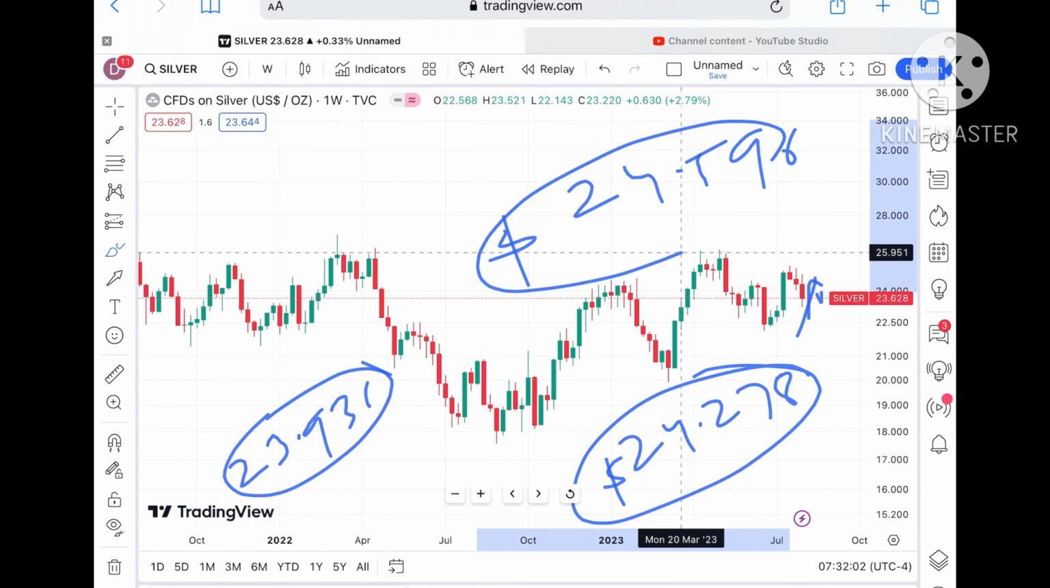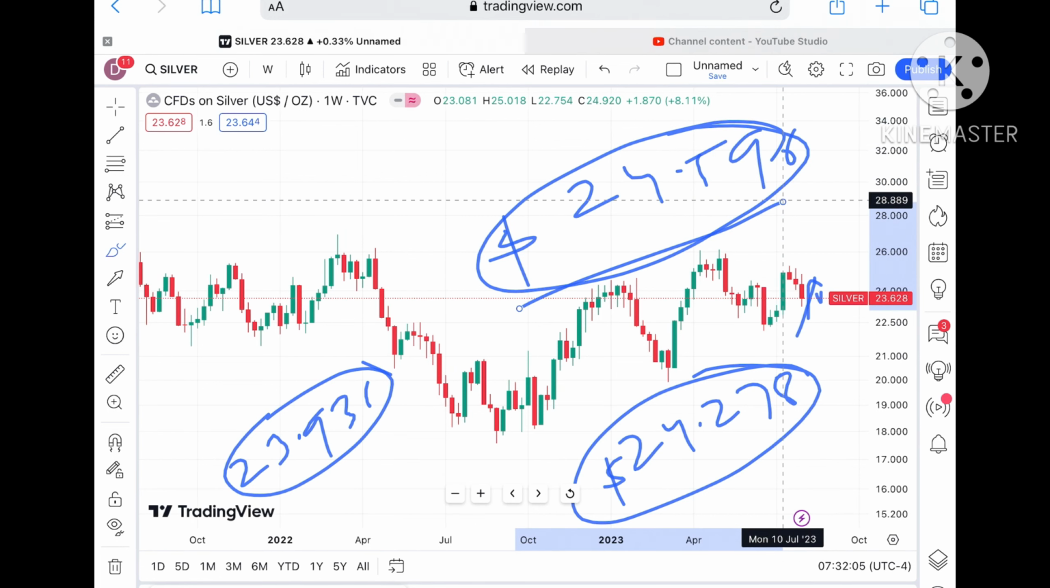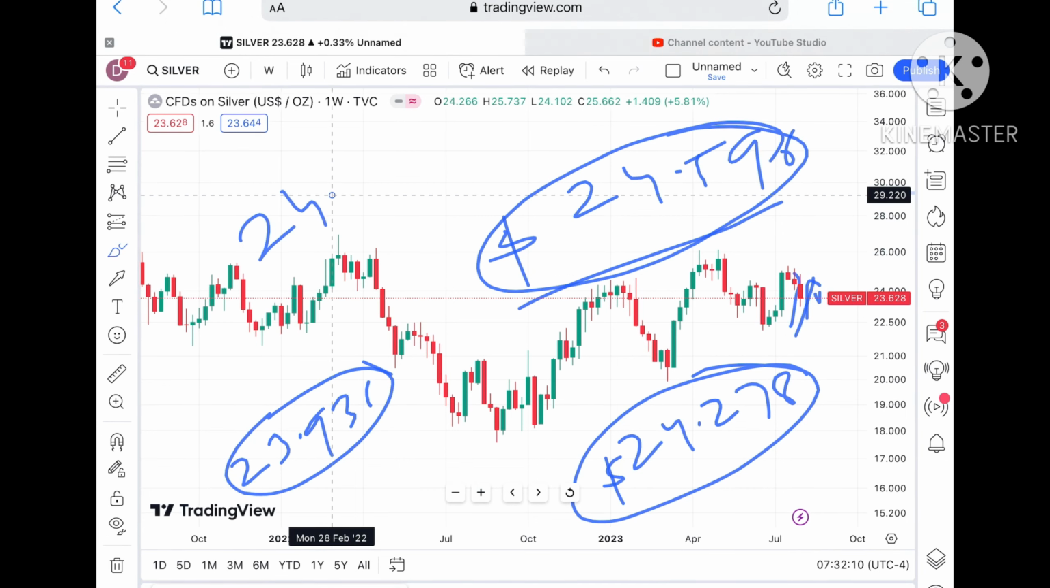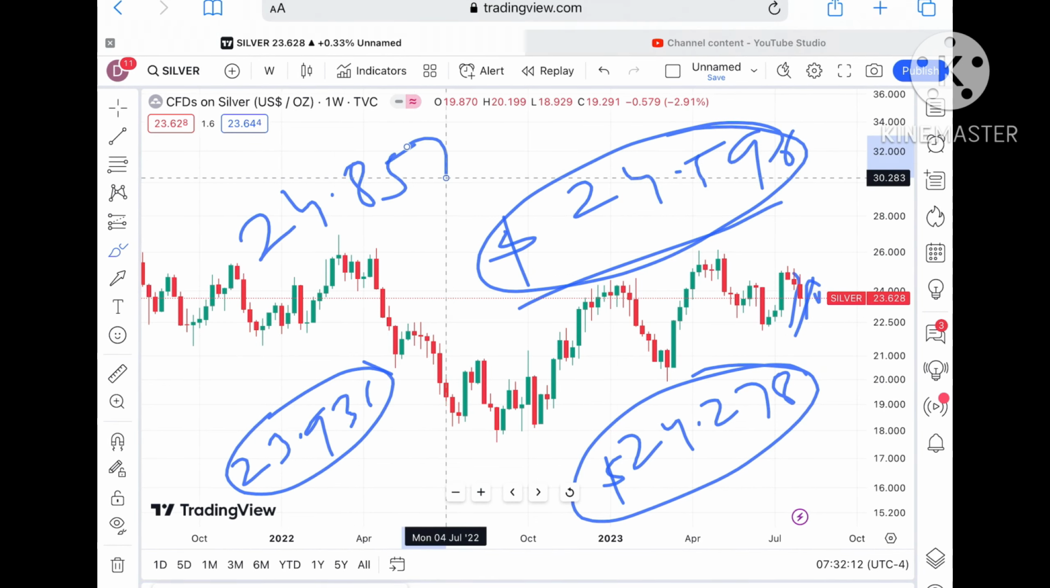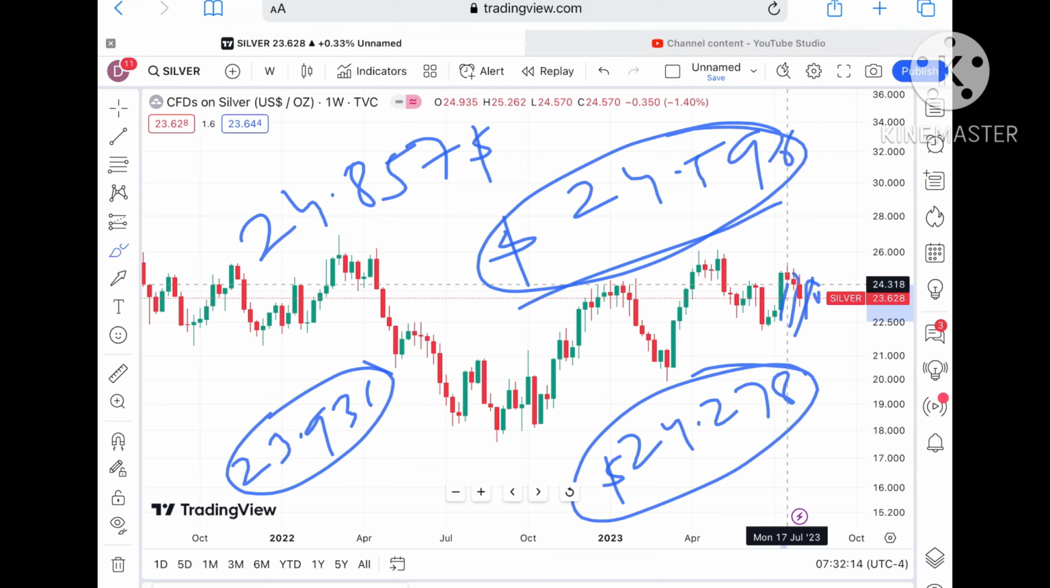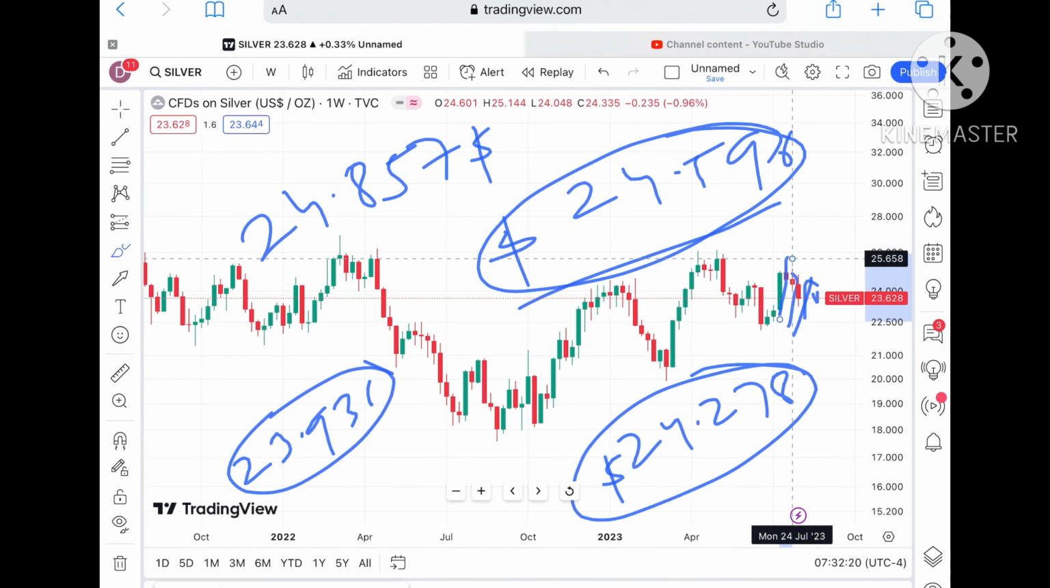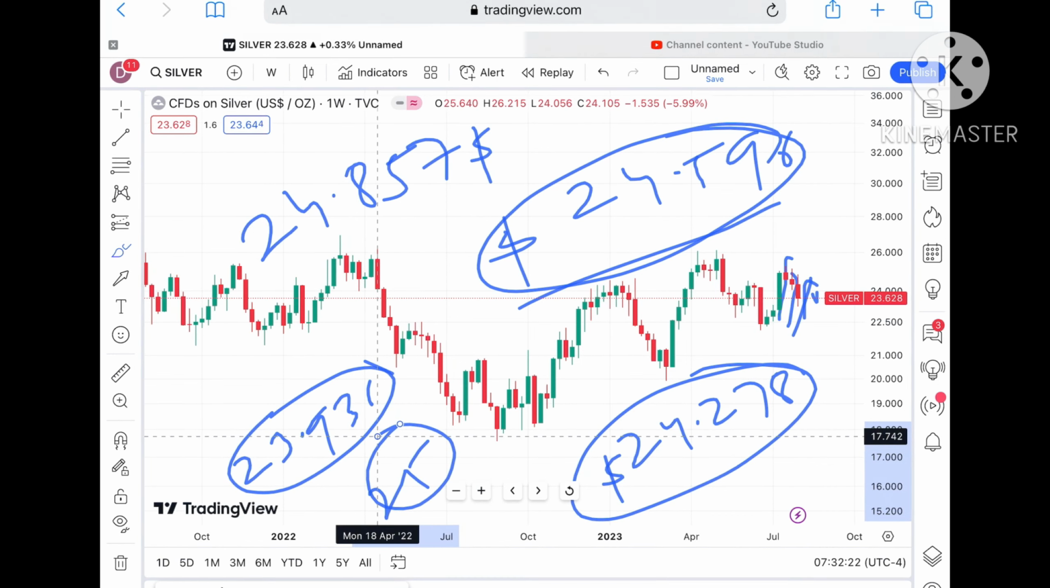If you see this particular level, we can see it will go further upside, and chances are very high it will cross that zone, and we can see a level of $24.857. Once it sustains above this level, it will cross that zone, and then it will go towards a level of around $25, and then move further upside.